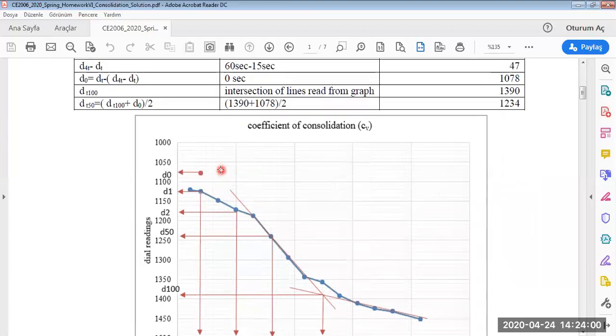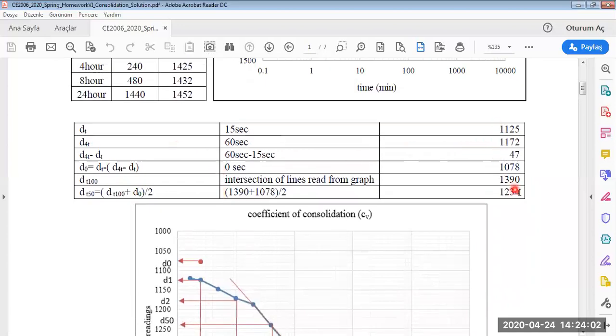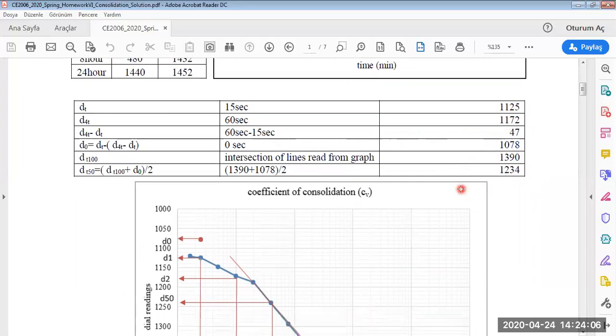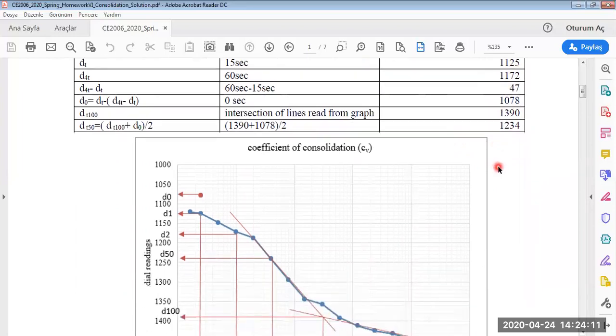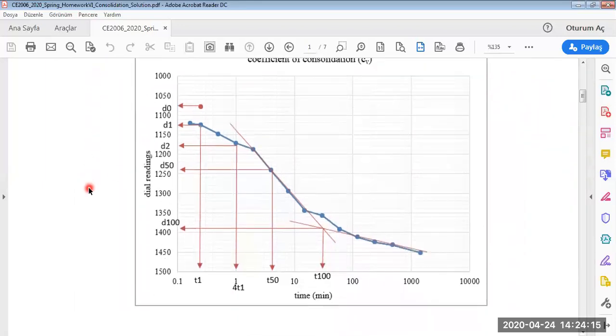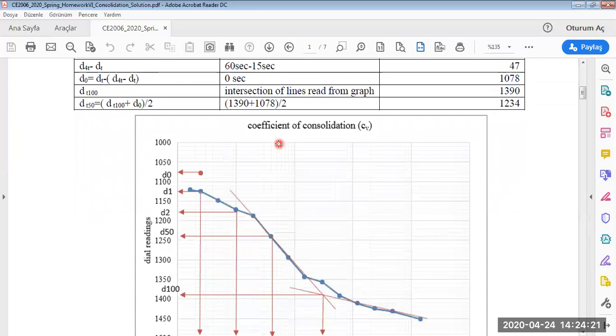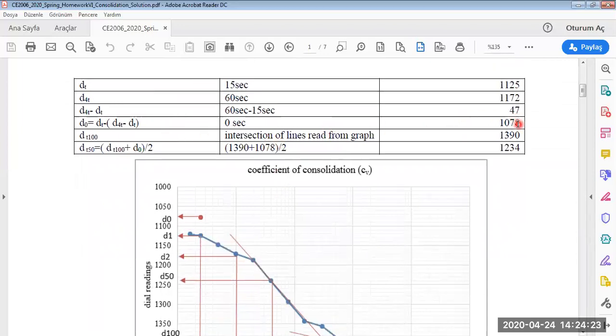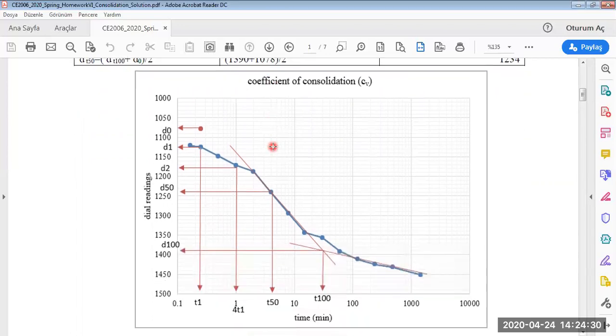According to this assumption, we make some calculations here, and the aim of this procedure is to identify the T50 value to evaluate the coefficients. Now we identify the D0 value. Here the D0 value we subtract from the first one here, and we draw two lines.